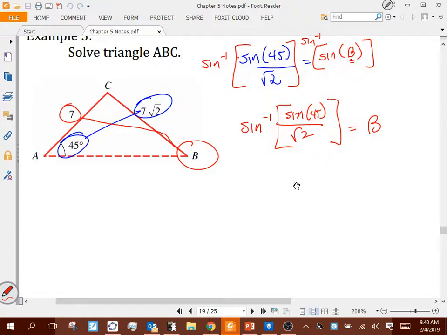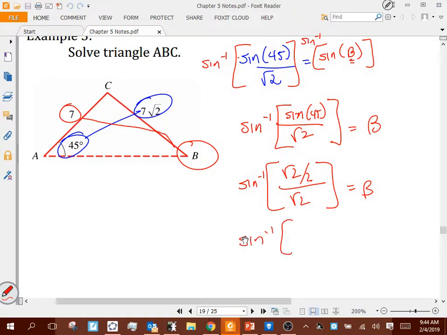Sine of 45, anybody know what sine of 45 is? Radical 2 over 2. Radical 2 over 2 divided by radical 2 is 1/2. So now the question is, what angle measurement will always spit back a ratio of 1/2 for the sine? 30 degrees. Okay?